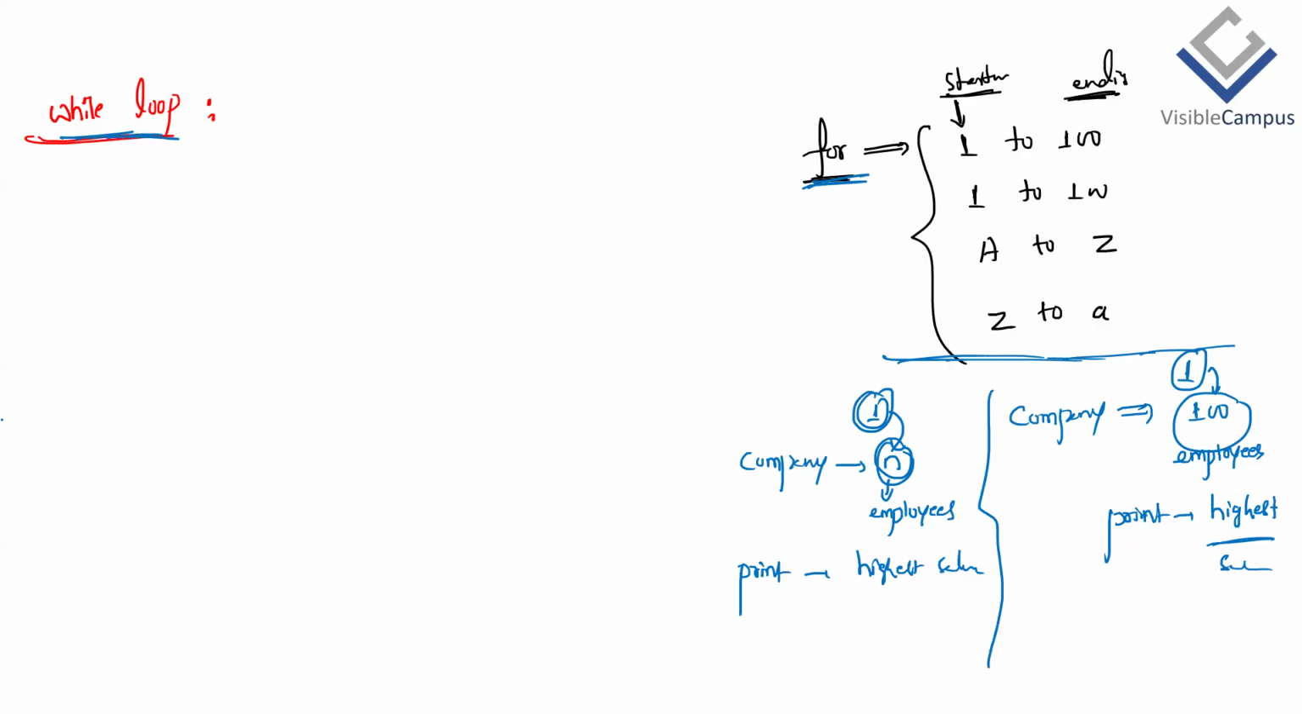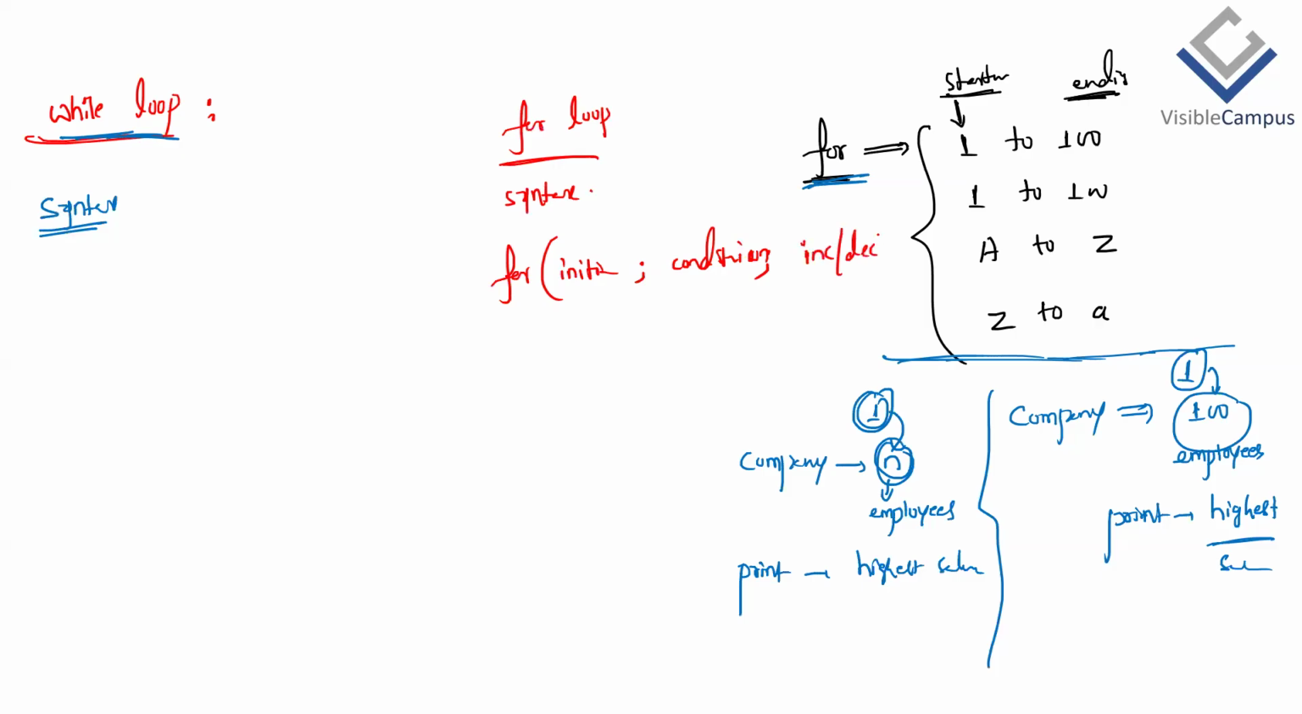Then what is the syntax? What is the for loop syntax? For loop syntax is the for keyword, then initialization, then followed by condition, followed by either increment or decrement, then the body. Correct? So this is about the for loop syntax.